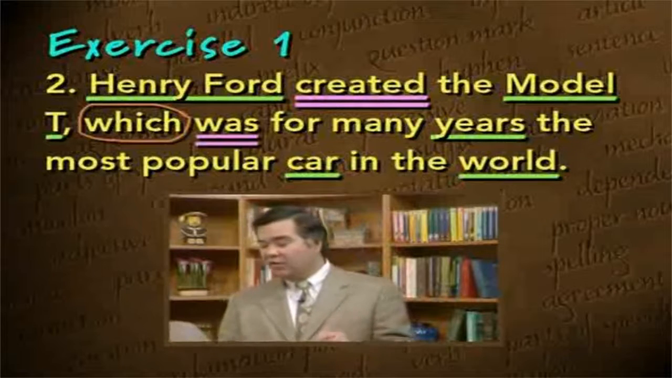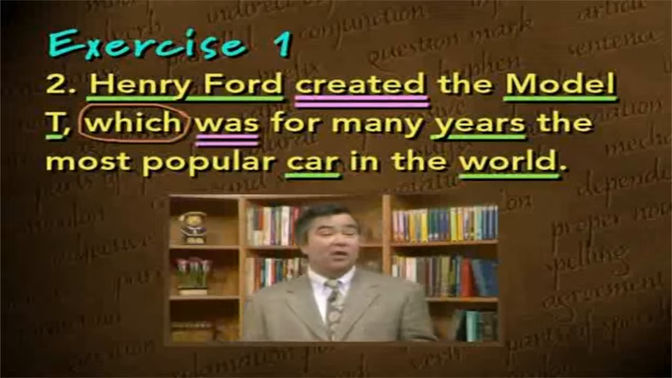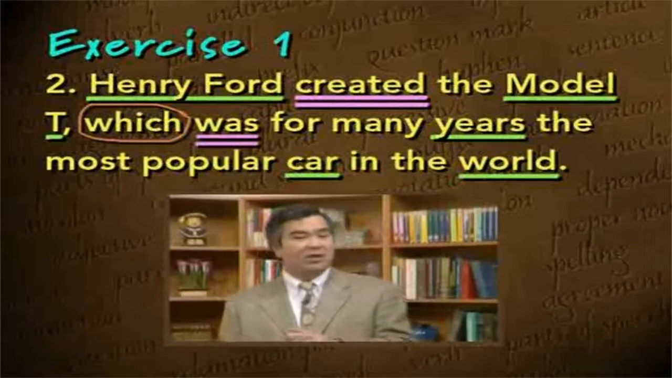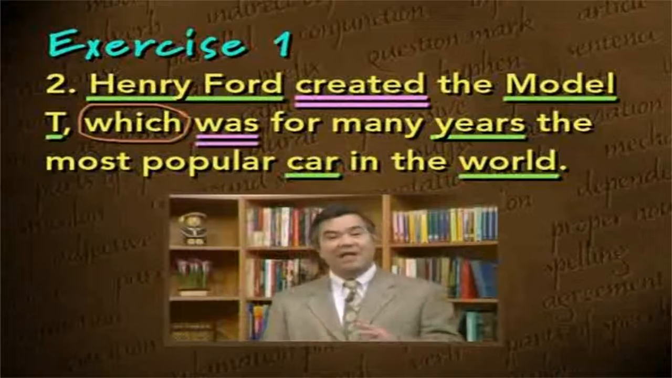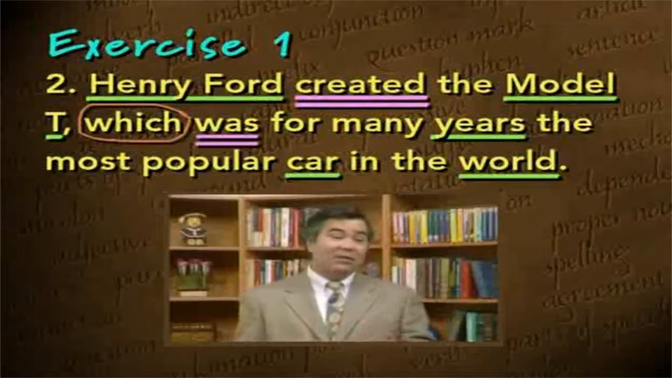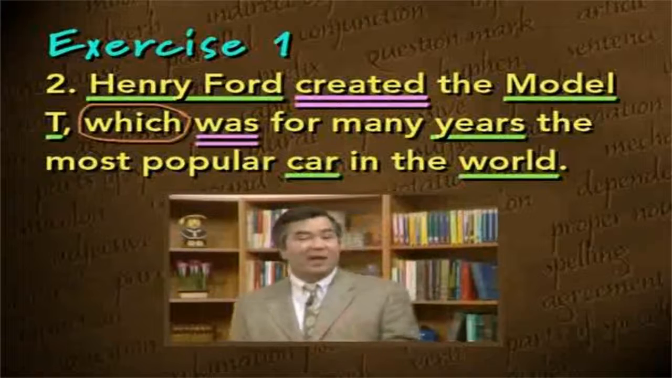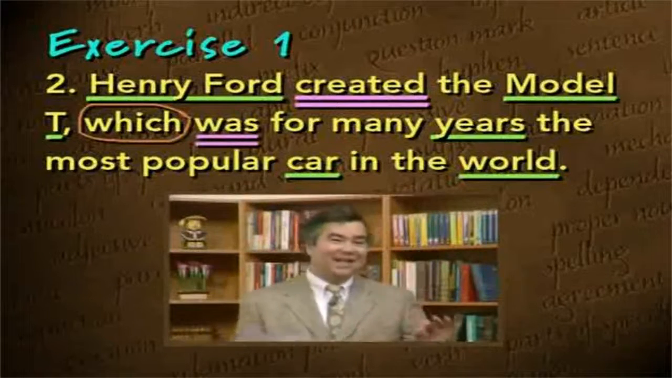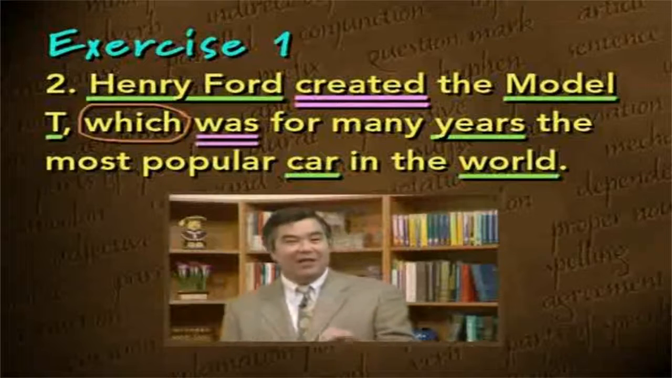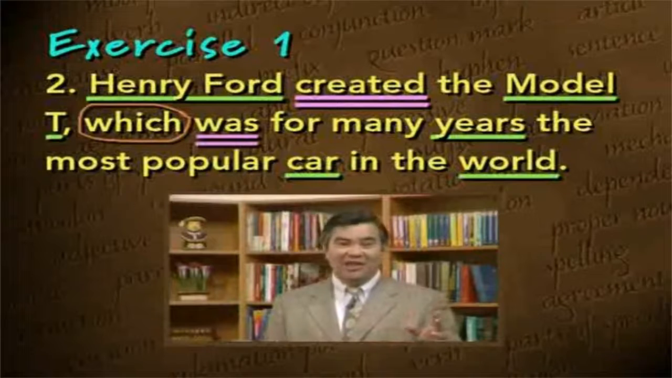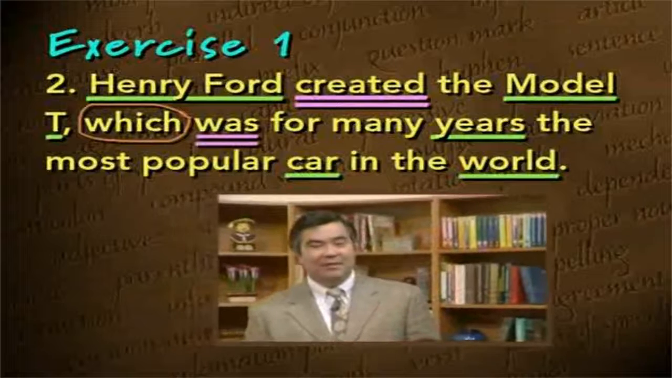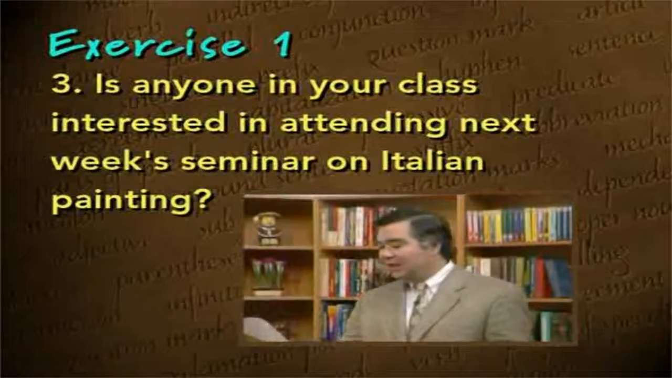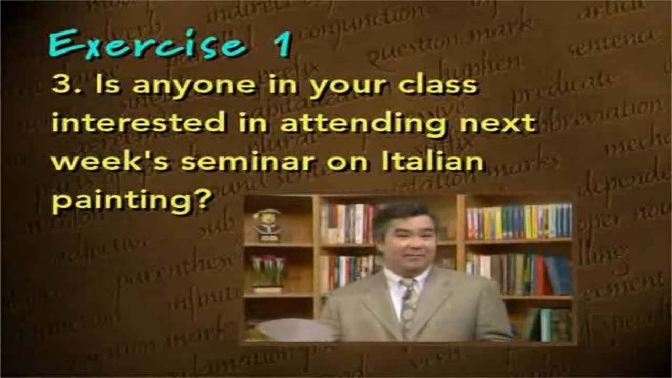The Model T was for many years the most popular car in the world. So a relative pronoun does have an antecedent, just like the personal pronouns that we saw in the previous sentence. Again, it's not important right now to learn the names of the different types of pronouns, but it's good to recognize that a word like which acts more or less the same way as a noun, but which takes the place of a noun, is in fact a pronoun, just as she or he are pronouns. Let's look at the third sentence. Is anyone in your class interested in attending next week's seminar on Italian painting?